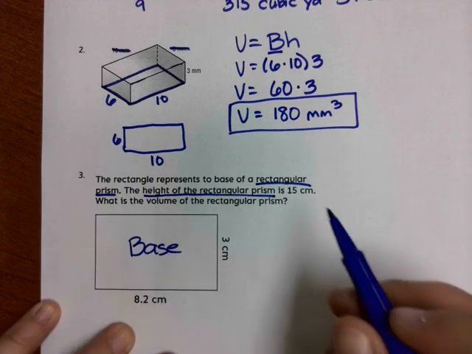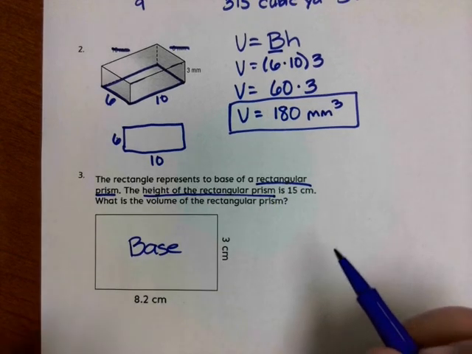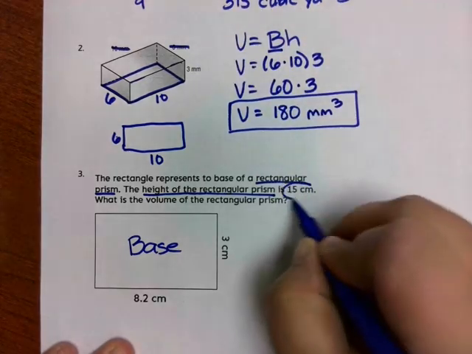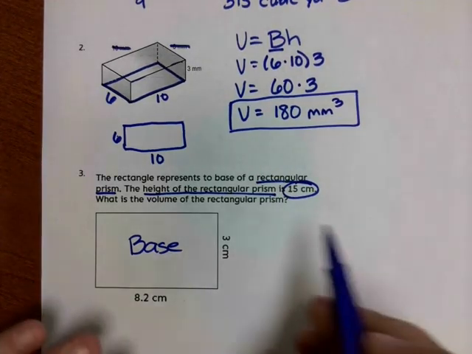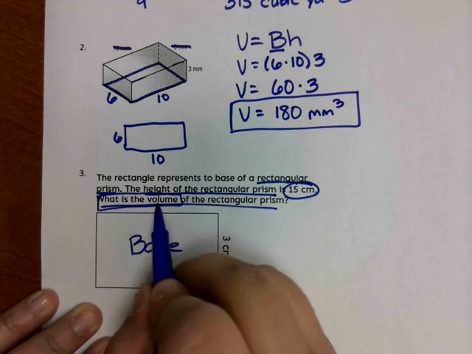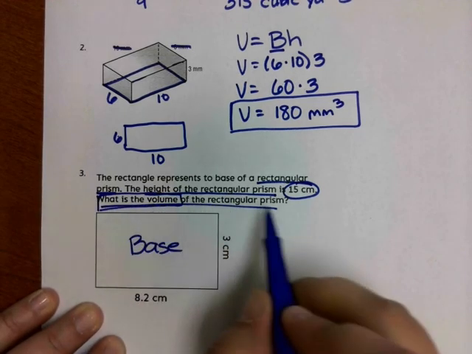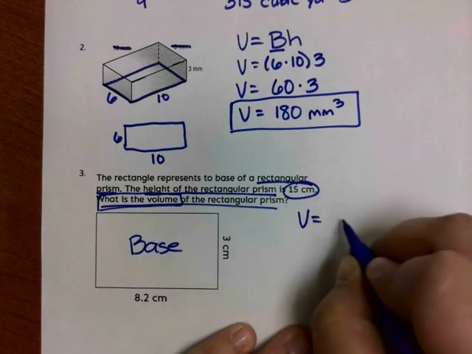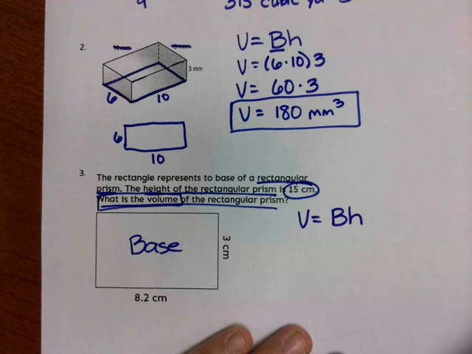The height of the prism, so if you actually were looking at the box, it would be this length right here going up. That is 15 centimeters. What is the volume, not area, we are doing volume, it's a 3D shape, volume of the rectangular prism. So our formula is V equals capital BH.